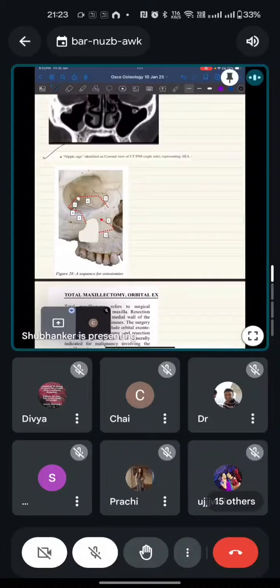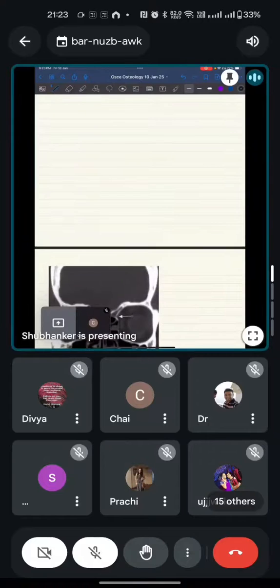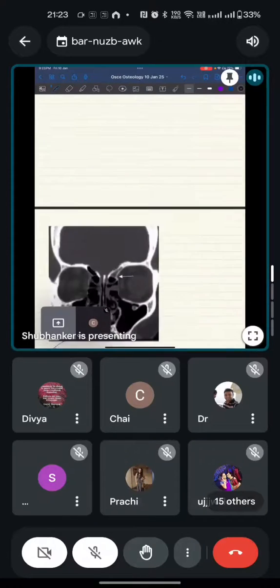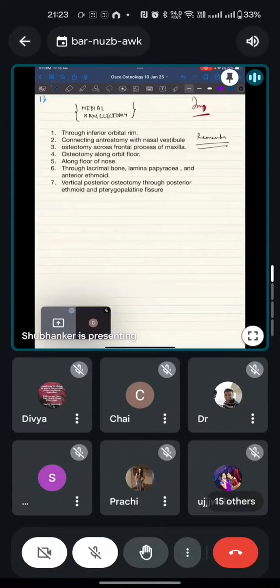So this is the sequence for the osteotomy cuts. These are basically the numbers which they have mentioned, 1 to 7. Okay. So if you want to corroborate and read, you can. But my point is, you should remember these.